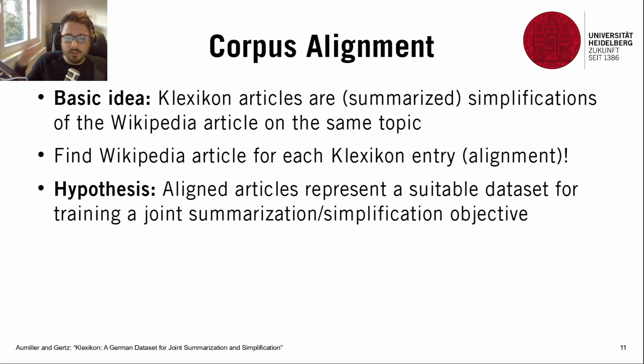So the actual strategy that we're pursuing here, and that should address the problem at hand, is we have this notion of a Klexikon article acting as a summarized simplification of a corresponding Wikipedia article on the same topic. And the only thing that would be left for us to do then is aligning each Wikipedia article with a corresponding Klexikon entry, and then with these alignments having a suitable representation for our joint summarization and simplification task.